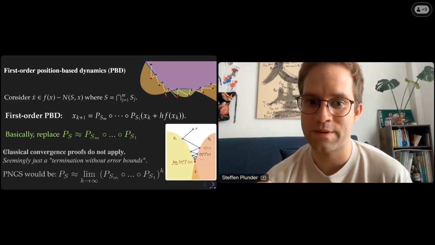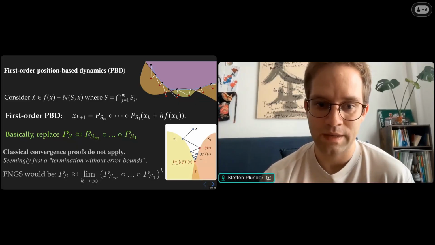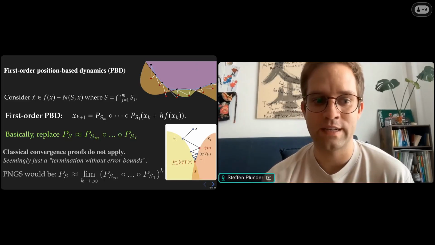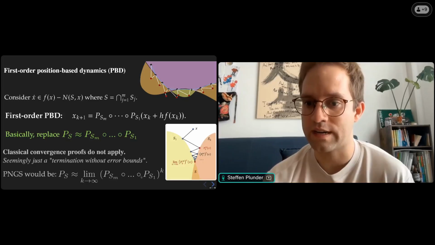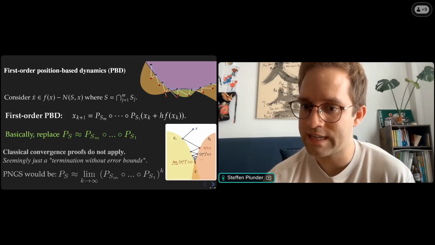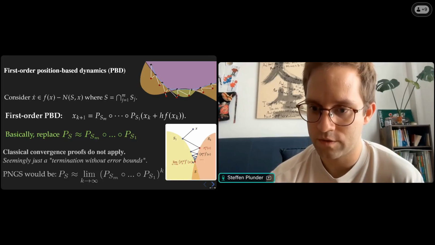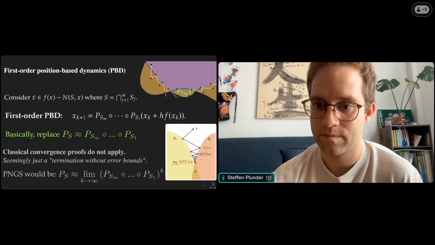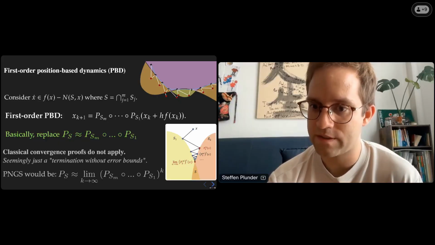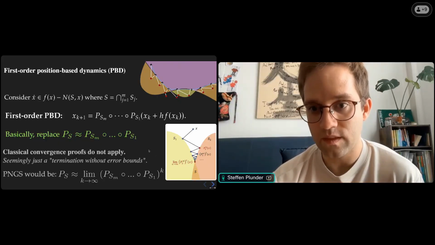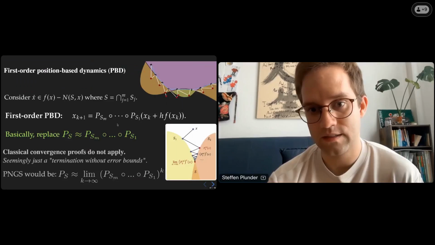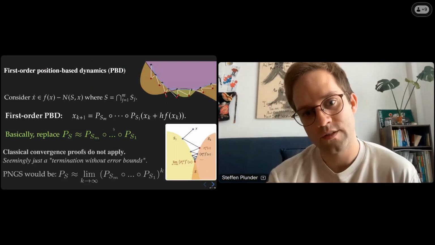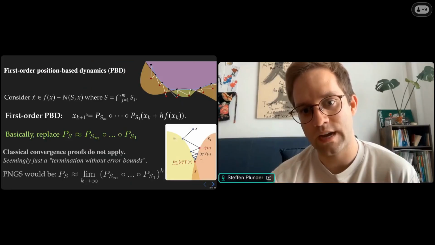Now, classical convergence proof would somehow say, oh, that's a problem, because this iterated projection, that's something we know. There's a method, projected Gauss-Seidel method. If we repeat these iterated projections over and over and over again, like here in this image, we would see that we would converge to the real projection onto the set S. But for position-based dynamics, we stop after one step. But the nice part is that doing these projections costs a lot of time.